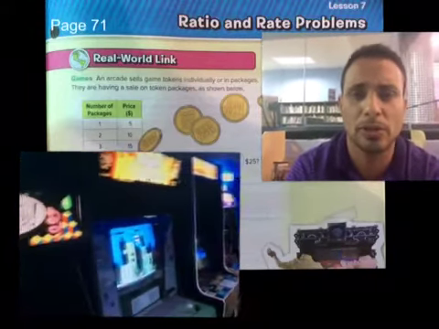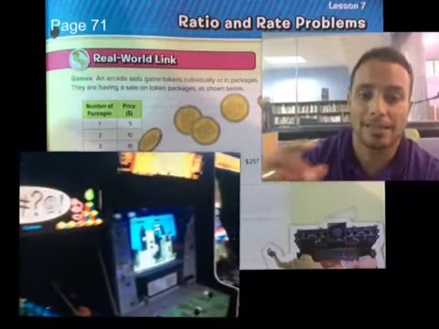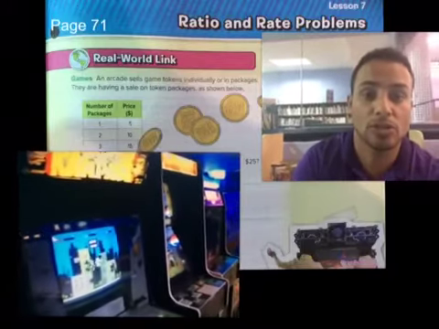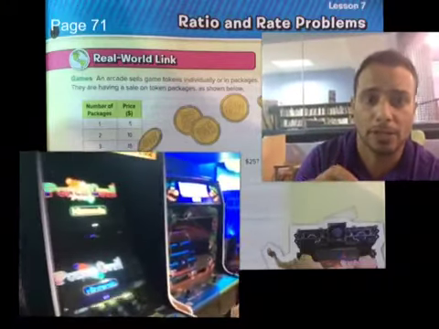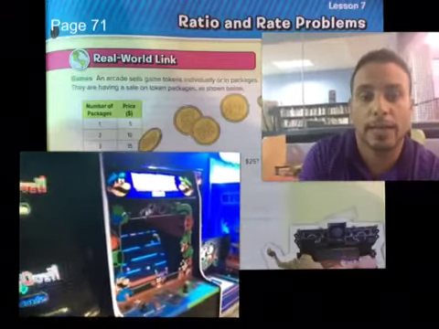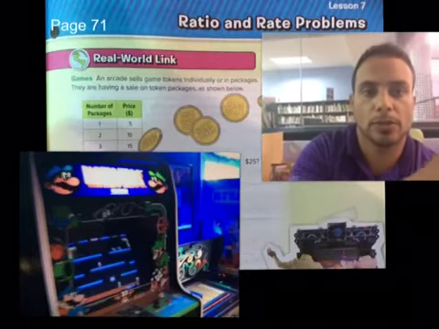What they mean by game tokens is when you go to an arcade, you actually don't use coins. You buy these special coins that go in the machines so you can play the game. You can buy them individually or in packages. So you might get 10 coins for $10 or 10 coins for $20. Here's the ratio we're looking at.